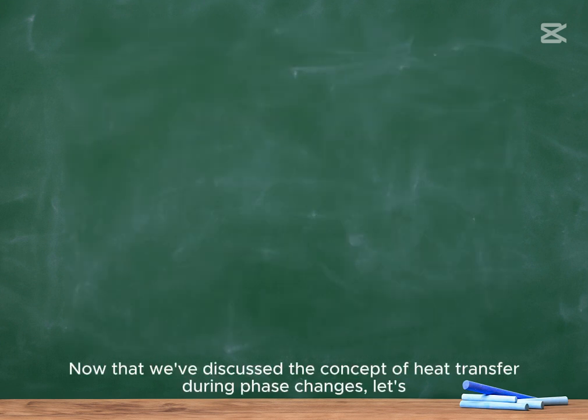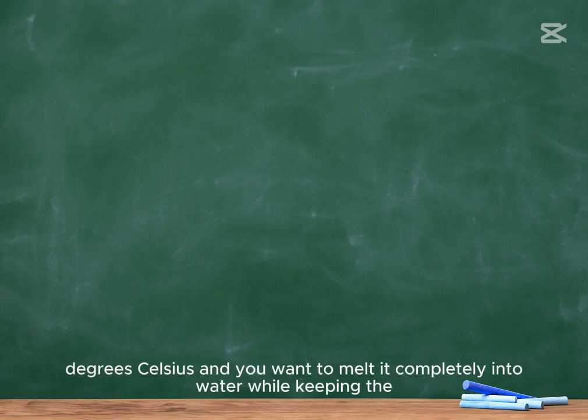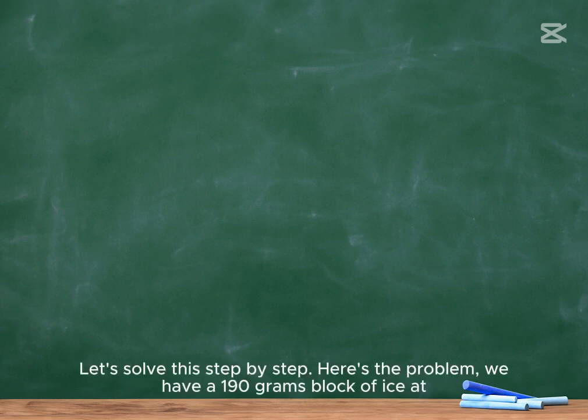Now that we've discussed the concept of heat transfer during phase changes, let's dive into an example problem. Imagine this. You have a block of ice at 0 degrees Celsius and you want to melt it completely into water while keeping the temperature constant. How much heat energy would you need to accomplish this? Let's solve this step by step. Here's the problem.